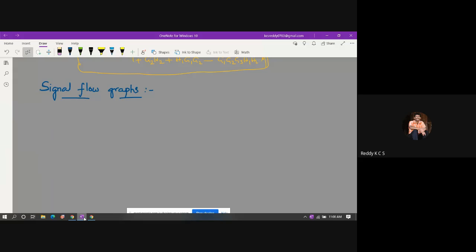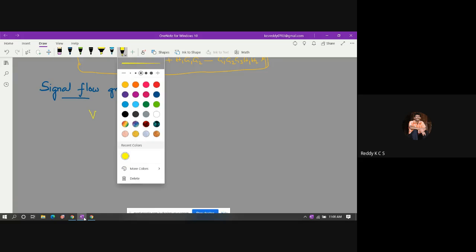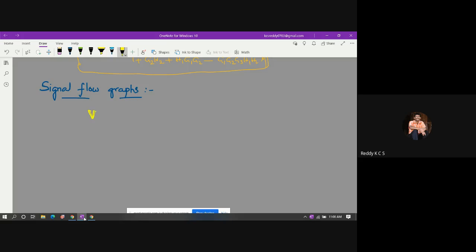The graphical representation of the variables of a set of linear algebraic equations representing the system is called signal flow graph representation. So when I represent the variables of the equations in a graphical way, you can call it a signal flow graph representation. Here the variables are very important elements of the set of equations. For example, take the equation V is equal to IR.